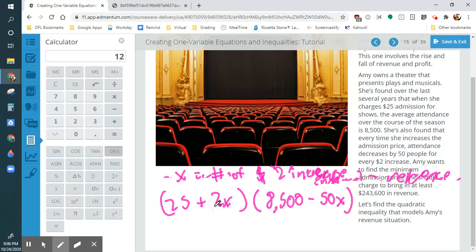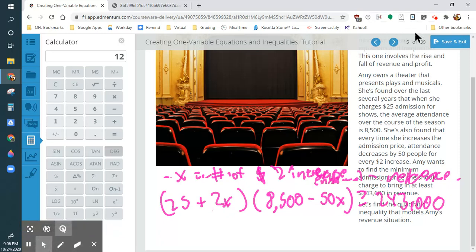We're adding $2 some number of times, but every time we get two more dollars here, we're going to decrease however many people buy it. So as things get more expensive, less people are interested, right? Like not everyone can afford theater tickets at $27, $29, $31. The more you increase, the less. And she wants to get greater than or equal to $243,000. So that's how we would solve this.